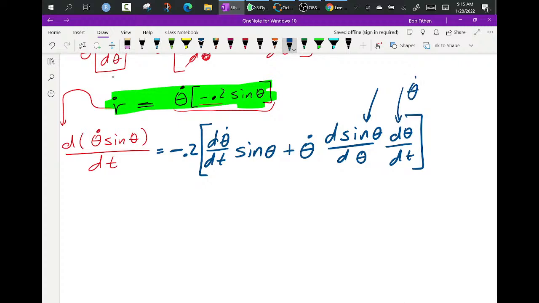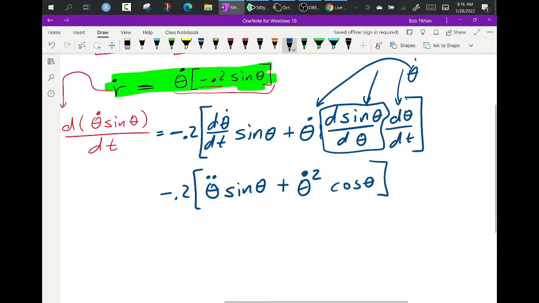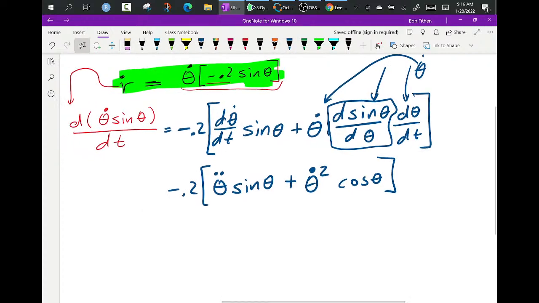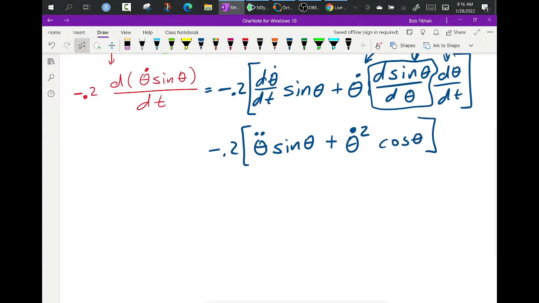This is nothing more than theta dot, and so I get another theta dot I can put right here. So I get a minus 0.2 theta double dot sine of theta plus that theta dot plus that theta dot. It's two of them, so I get squared. And then the derivative of the sine becomes the cosine. Now, if I didn't make a mistake, I don't know that I made a mistake, but I may have. If I did, you can correct me.